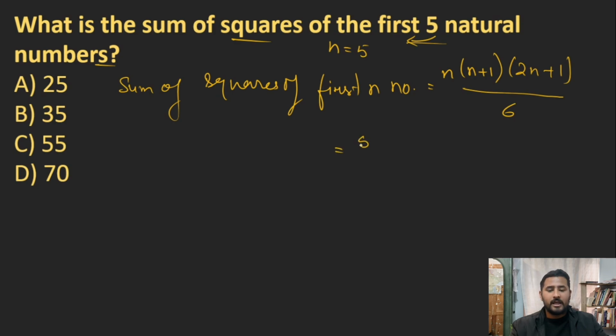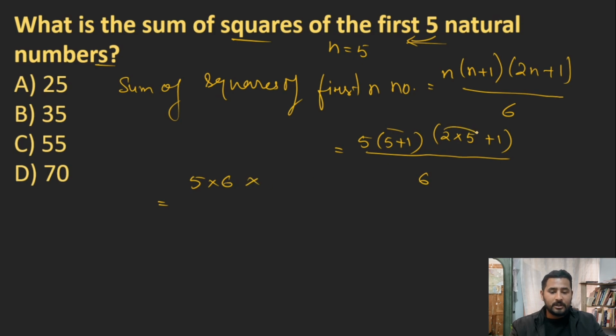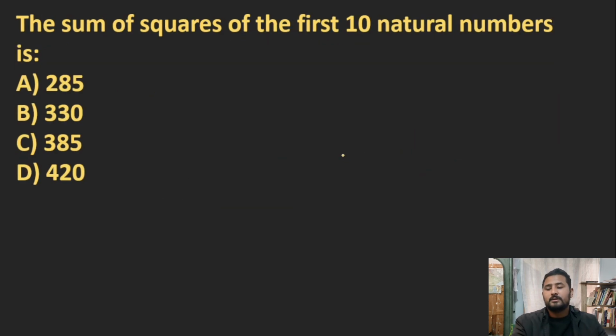Just put 5 into 5 plus 1, into 2 into 5 plus 1, right? In place of n, just keep putting the value of n. Okay, divide by 6. You'll get how much here? You get 5 into 5 plus 1 is 6. Then again multiply, 2 into 5 is 10 plus 1 is 11. I'm doing it directly by 6. Can you see? Now cancel the 6. You'll get 5 into 11, which is how much? 55. The answer will be 55, option number C. So I hope it is clear. This applies to the sum of the squares of the first n natural numbers also. Okay, clear? So let's see one more.